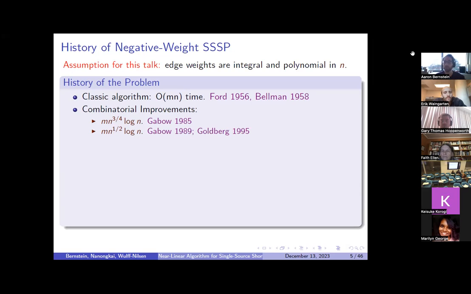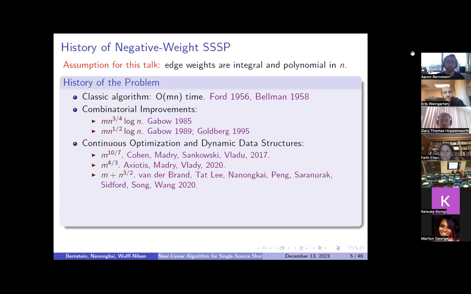And m√n also stood as a barrier for many other problems like bipartite matching. Then only very recently did people start making improvements on this using a completely different set of techniques based on continuous optimization and dynamic data structures. And they began to slowly break through this m√n bound.